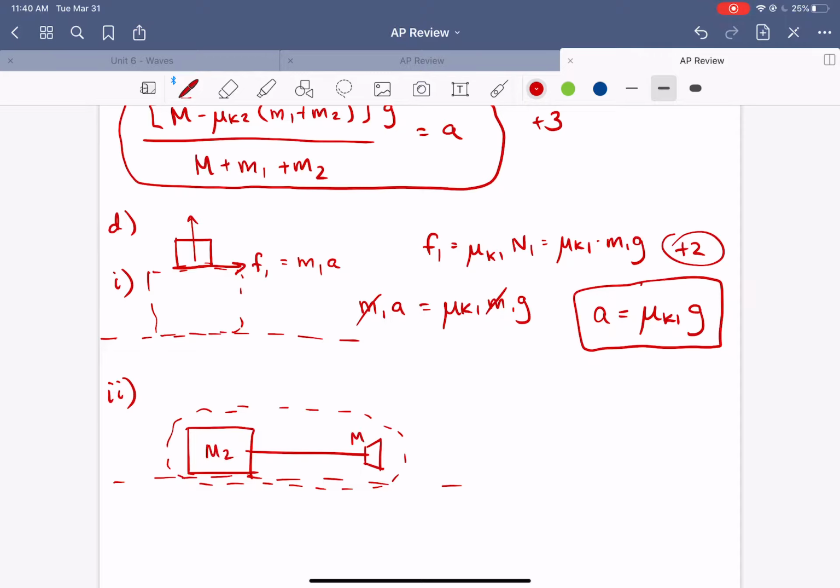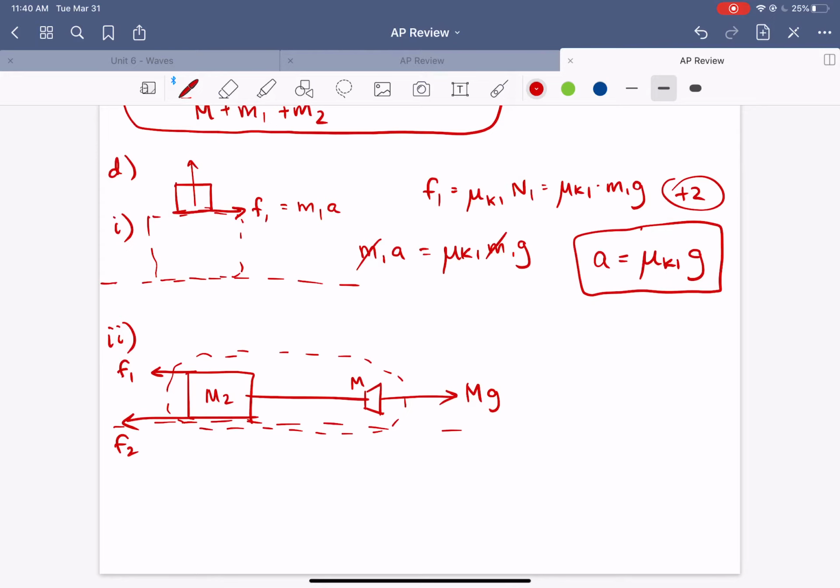So now what are the external forces? So the weight of the hanging block is still an external force. We still have this friction between block 2 and the table, but now the friction between block 1 and block 2 is an external force that's going to affect the acceleration of block 2 and the hanging block. So again, we write our Newton's second law equation. mg minus F1 minus F2 equals total mass times acceleration.